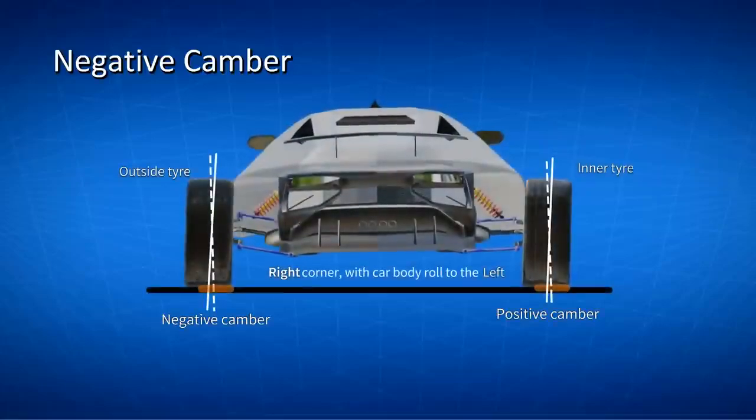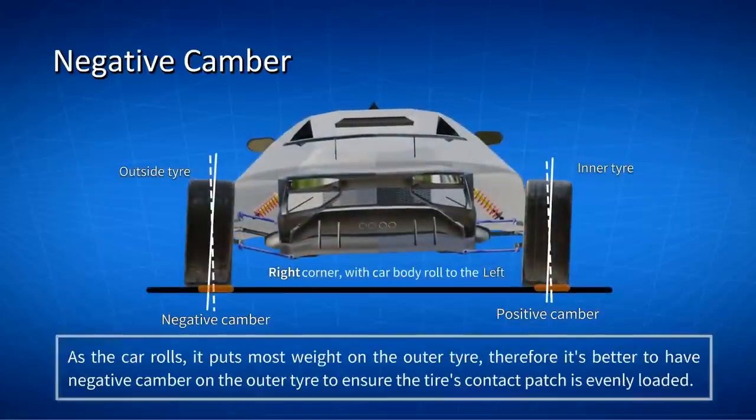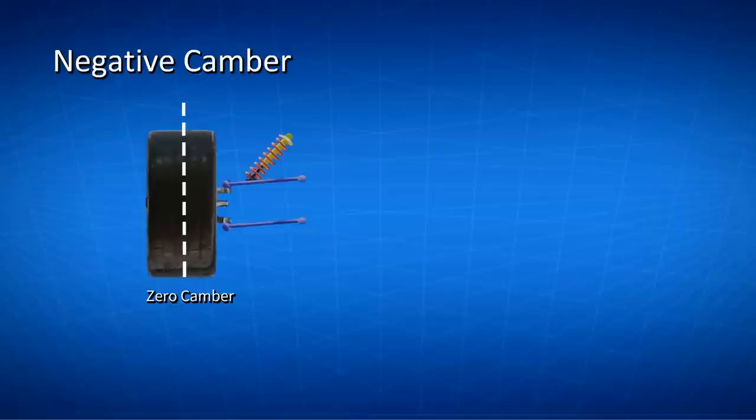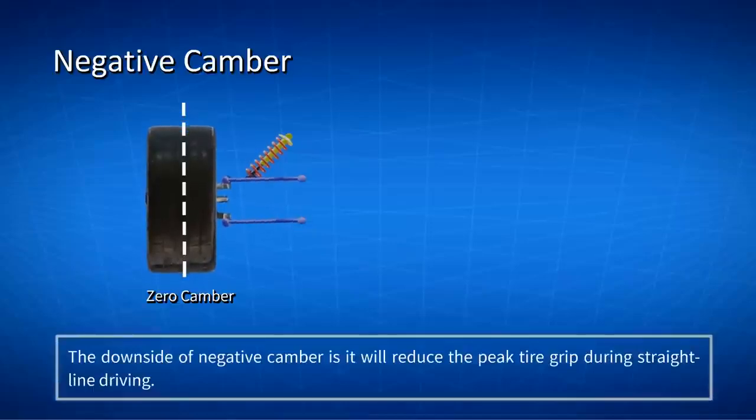As the car rolls, it puts most of the weight on the outer tire, therefore it's better to have negative camber on the outer tire to ensure the tire's contact patch is evenly loaded. The downside of negative camber is, it will reduce the peak tire grip during straight-line driving.